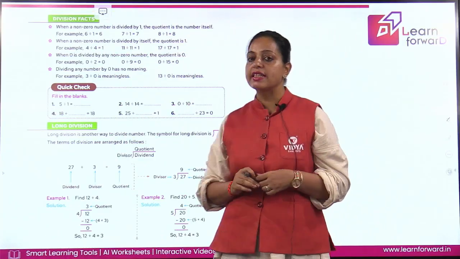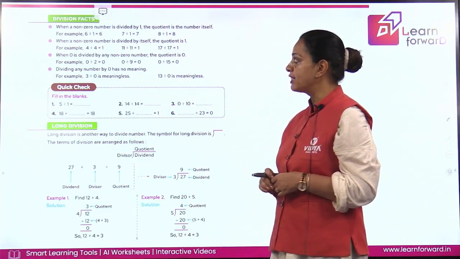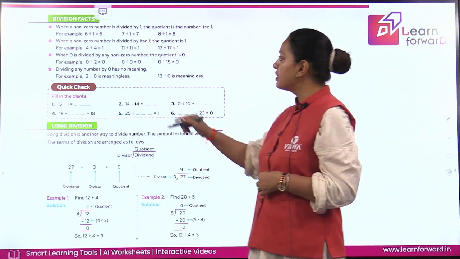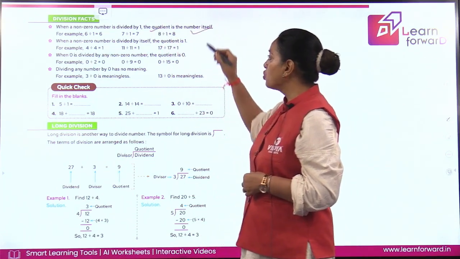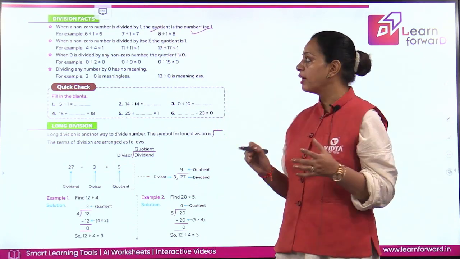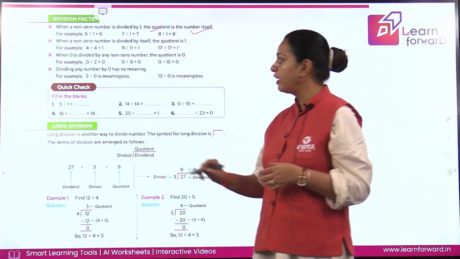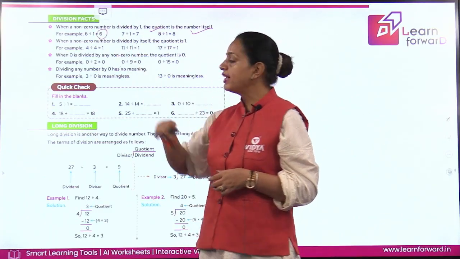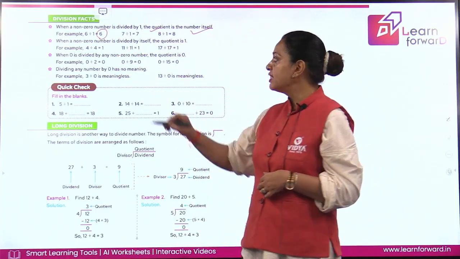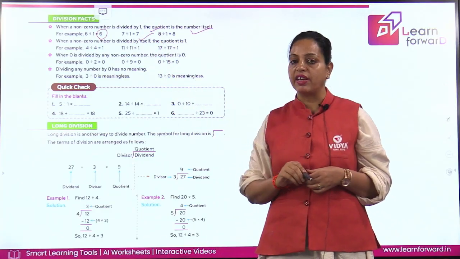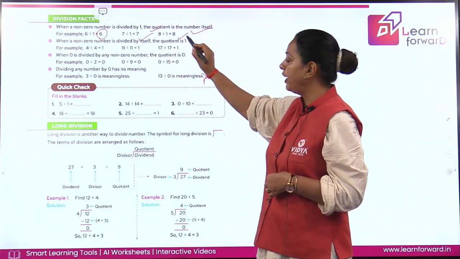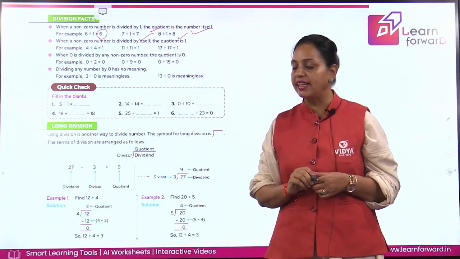Now division facts. The first point, when a non-zero number is divided by 1, the quotient is the number itself. अगर हम किसी number को 1 से divide करेंगे, we will get the same number. Like 6 divided by 1, 6. 7 divided by 1, 7. 8 divided by 1, that is 8, right?